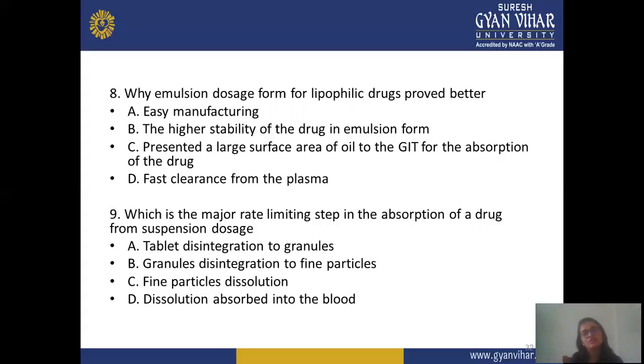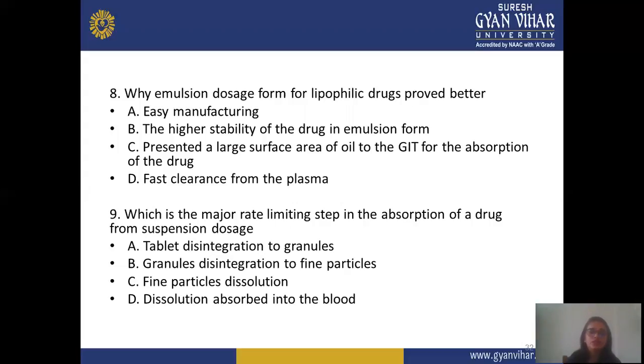Next question is why an emulsion dosage form for lipophilic drugs works better. In this, A option is easy manufacturing. Out of this ABCD, A is easy manufacturing, B is the highest stability of the drug in emulsion form, C is presenting a large surface area of oil to the GIT for absorption of the drug, and D is fast clearance from the plasma. Out of these ABCD options, select which one is good for emulsion or lipophilic drugs. It is easily manufactured, maybe high stability, surface area for GIT absorption, or fast clearance from the plasma. Select which one is appropriate or correct for this eighth question.